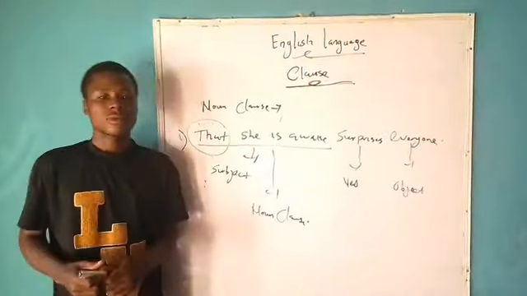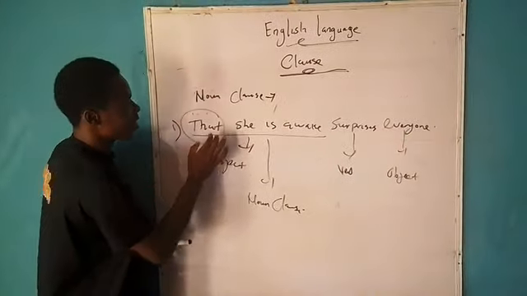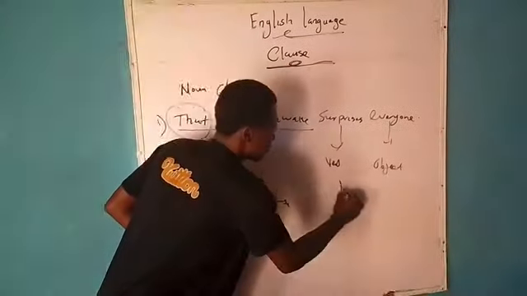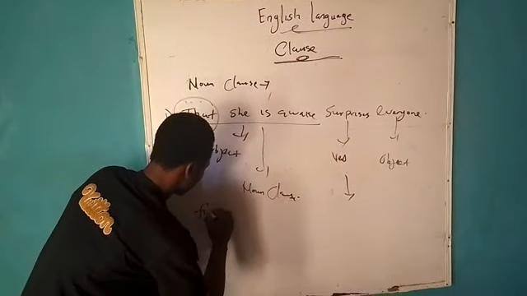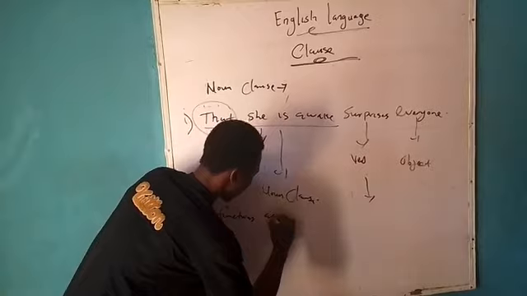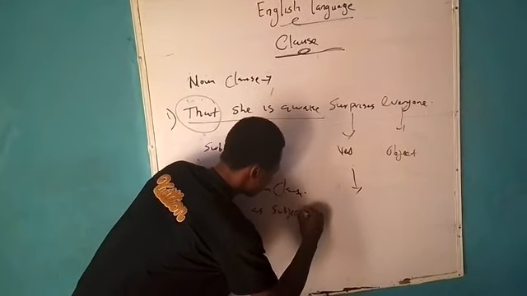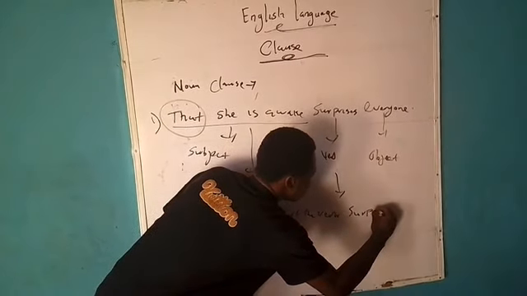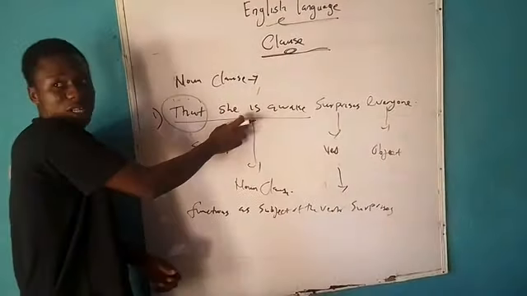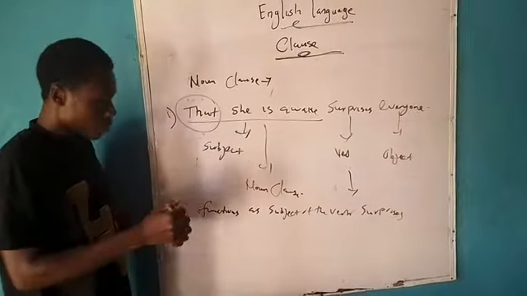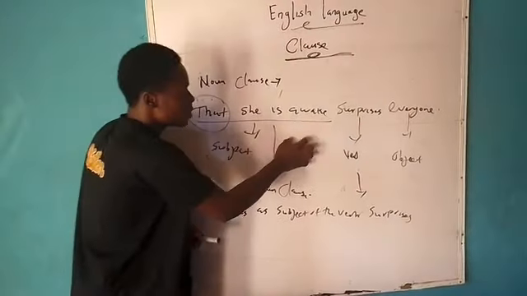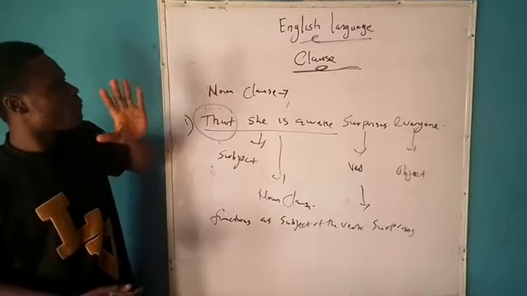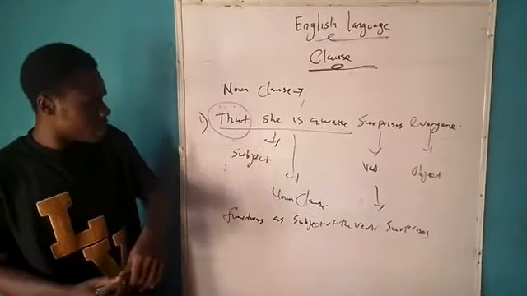For me to say the function of this noun clause, "that she is awake" functions as what? As subject of the verb surprises. That's the function of this noun clause, that she is awake. That's the function it is performing in this sentence. We'll look at this noun clause as performing 6 functions, but we'll get there.